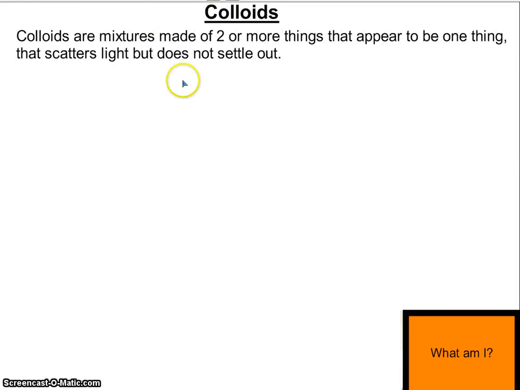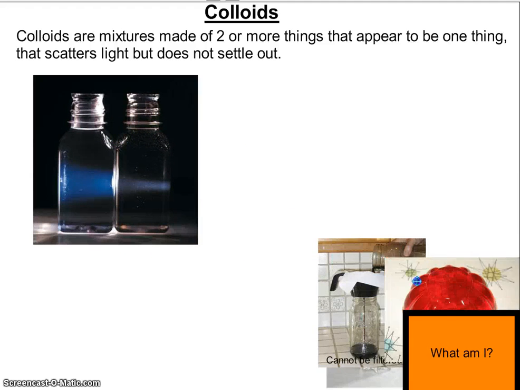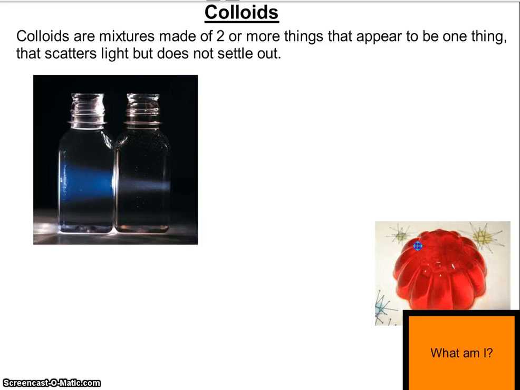The second type of mixtures are colloids. Colloids are mixtures of two or more things that appear to be one thing, but they can scatter light. They do not settle out. If I look at this over here, which is this example of scattering light, I can see now when this light goes through, it scatters light in both substances. So these are both colloids. They look like they're one thing. They're not settling out, but they scatter light.